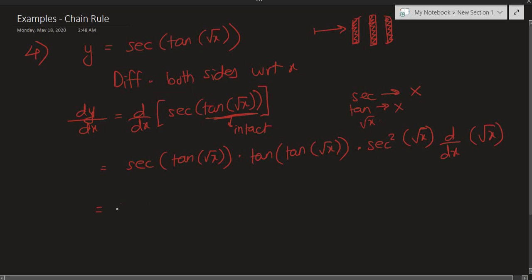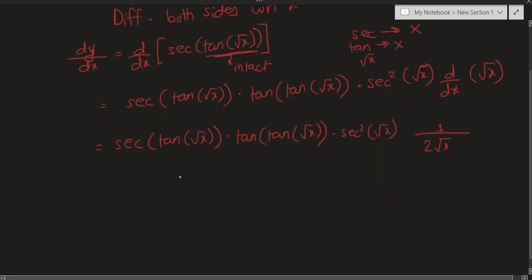So we have the secant of the tangent of square root of x times the tangent of the tangent of square root of x times the secant squared of the square root of x times the derivative of the square root of x, which is nothing but 1 divided by 2 times the square root of x, everything in the denominator. And just to keep things in perspective, this quantity over here is our third, or outermost wall.